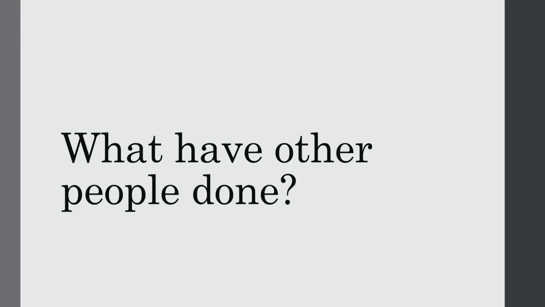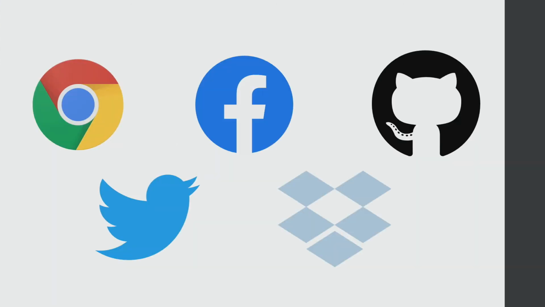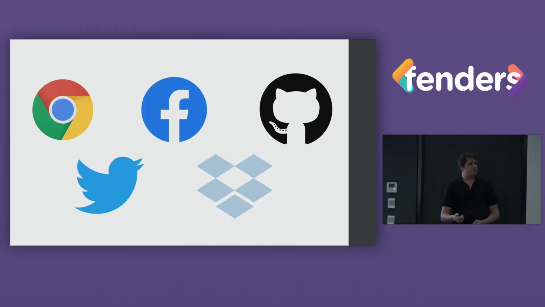So what have other people done? I've talked a lot about what we could do, but what's actually out there now? These guys, Google, Facebook, GitHub, Twitter, Dropbox, Microsoft, 1Password, LastPass, all those people. A lot of places have actually started implementing this thing. None of them have gone the whole hog. They're all going for it as a second factor, which kind of gets around a lot of those security concerns and user experience concerns as well.